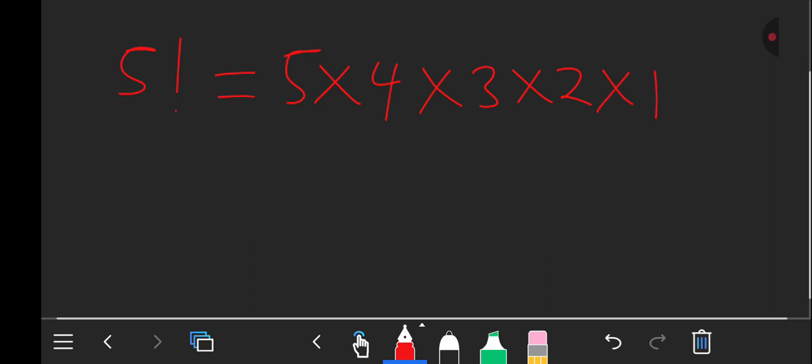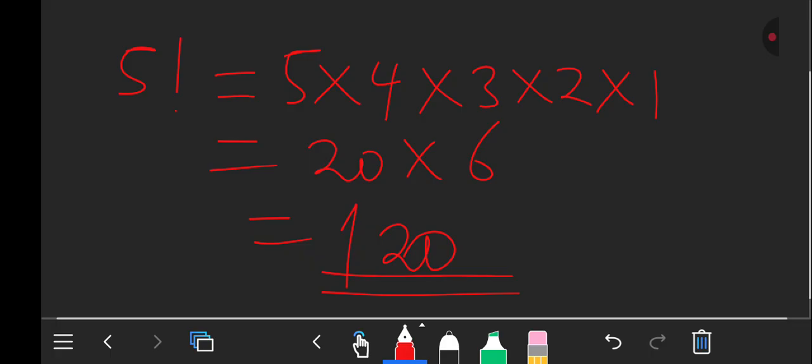Now let's say you have 5 factorial. 5 factorial also simply means multiply 5 by 4 by 3 by 2 by 1. 5 times 4 is 20, multiplied by 2 times 3 times 1, that is 6. 20 times 6 is 120. So that is how you can evaluate 5 factorial.